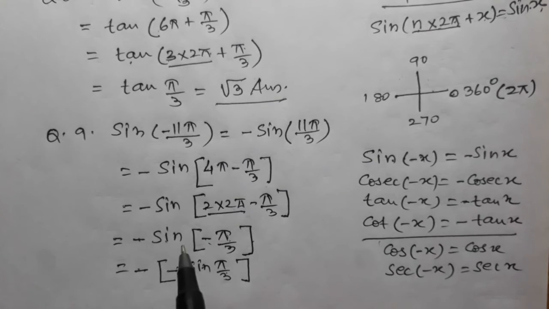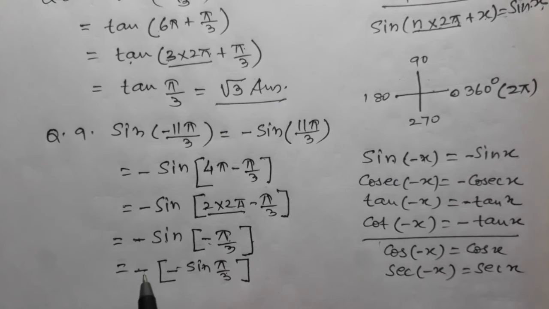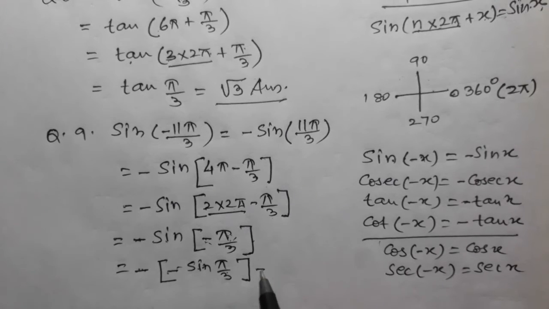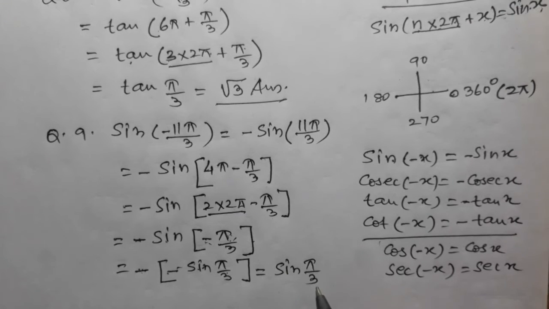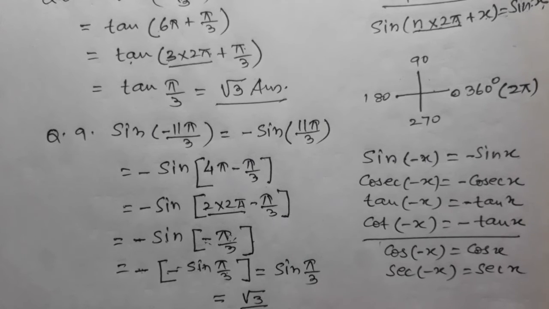Okay, so sine of minus x is equal to minus sine pi by 3, right? So what happened: minus minus plus, sine pi by 3, that is equal to 60 degree. Sine 60 degree or pi by 3 is equal to root 3 by 2. This is the answer.